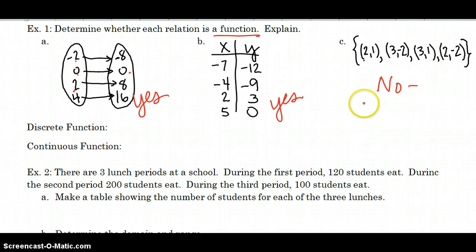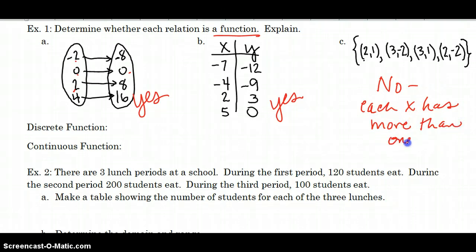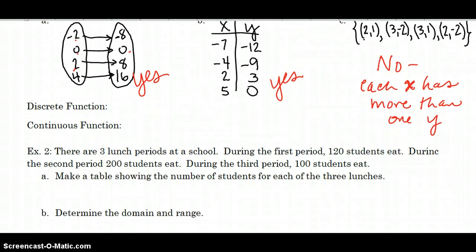Why not? Because each x does not have exactly 1, it has more than 1 y. So even if you only had one x that had more than one y, that would make it not a function. So that's what we're going to be checking for.